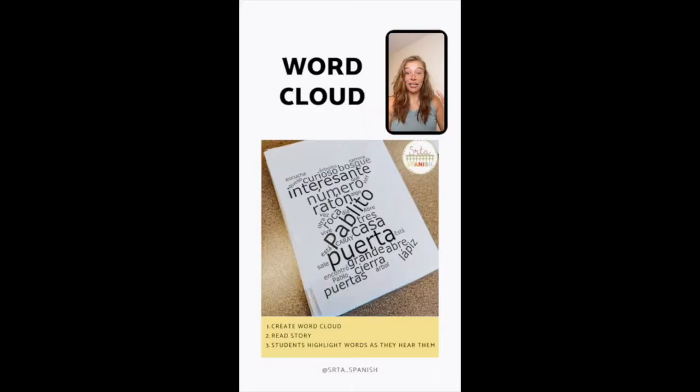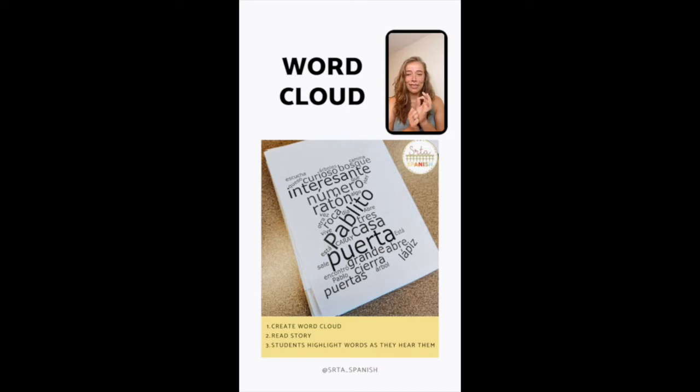Hello, hello, hello. We are going to talk about reading activities, but I specifically wanted to group reading activities that kind of have a listening component together. So, word cloud. I think this is something that I first read about on Martina Bex's blog. That seems like a pretty safe bet.